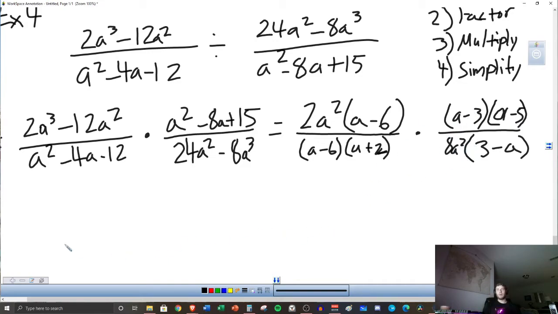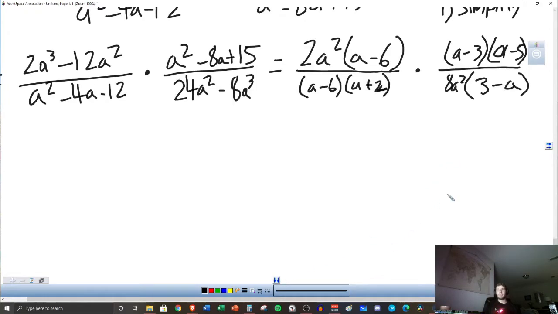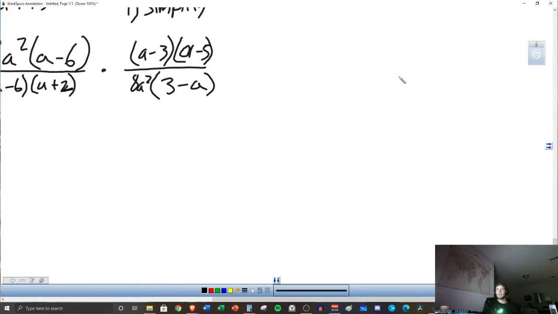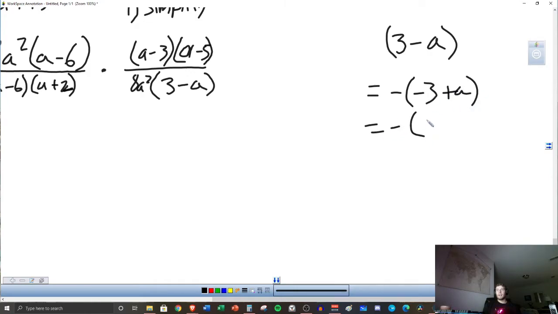We are going to rewrite it, okay? So let's take a little sidebar over here. Let me go a little bit further to the right. So if I take 3 minus a, and I factor out a negative, it becomes negative 3 plus a, which can be written as negative a minus 3, which would actually be better for us because look up here, we have an a minus 3.